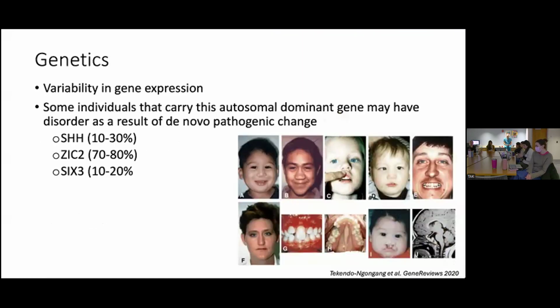So there's also significant variability in gene expression. Some individuals that carry this autosomal dominant gene may have a disorder as a result of de novo pathogenic change. So you can see there are 3 different genes listed here, and all of these do have some chance of a de novo pathogenic change.